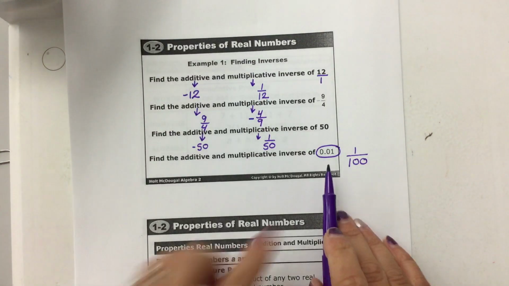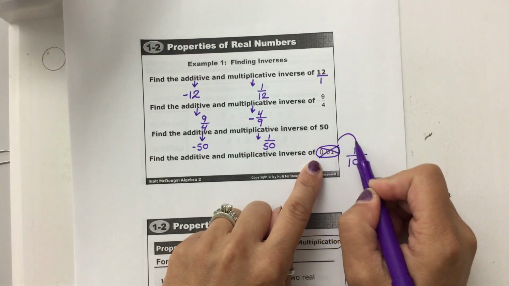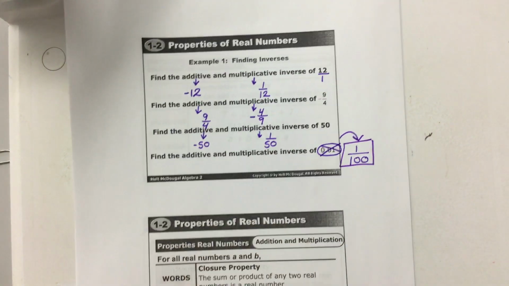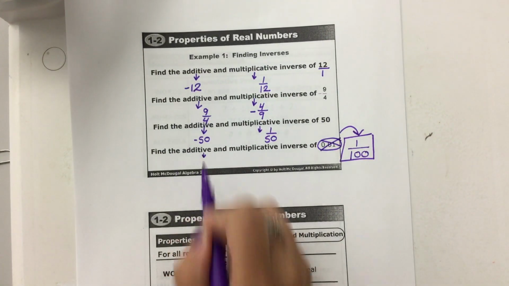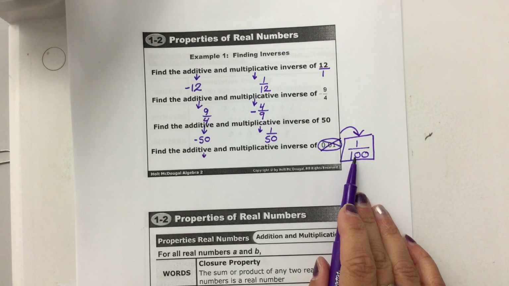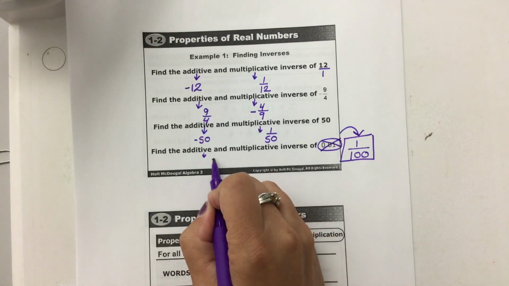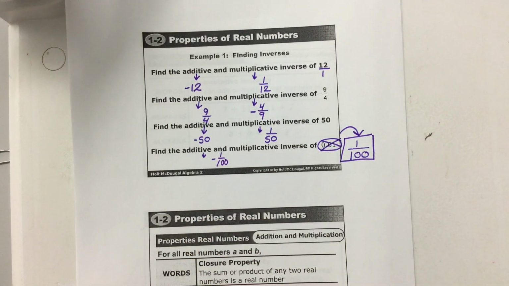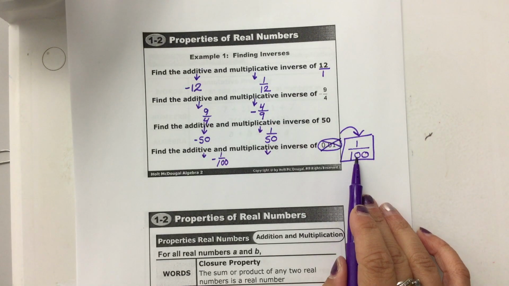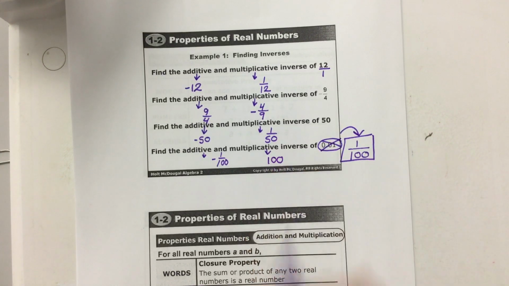Okay, so again, if you start off with a decimal, step 1 is change it to a fraction first. Now move forward. Additive, which would just be the opposite. The opposite of positive 1 over 100 is negative 1 over 100. Multiplicative inverse, that is the reciprocal. The reciprocal of 1 over 100 is 100 over 1, which is 100. So again, additive inverse is the opposite. You only change the sign. Multiplicative inverse is the reciprocal. You flip the fraction upside down.